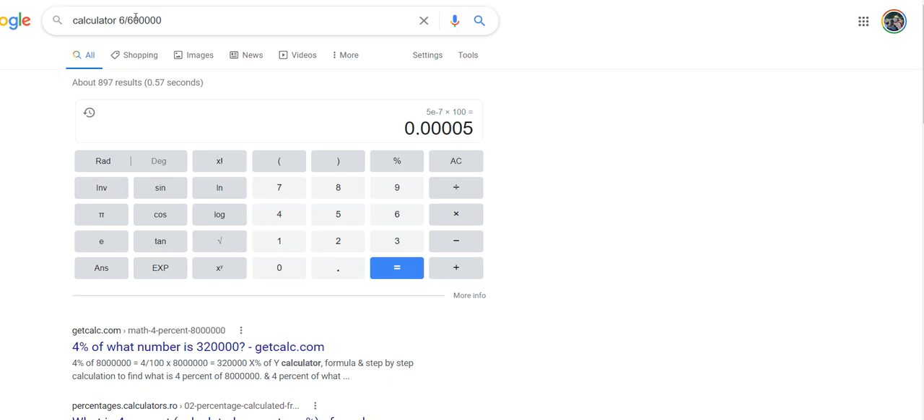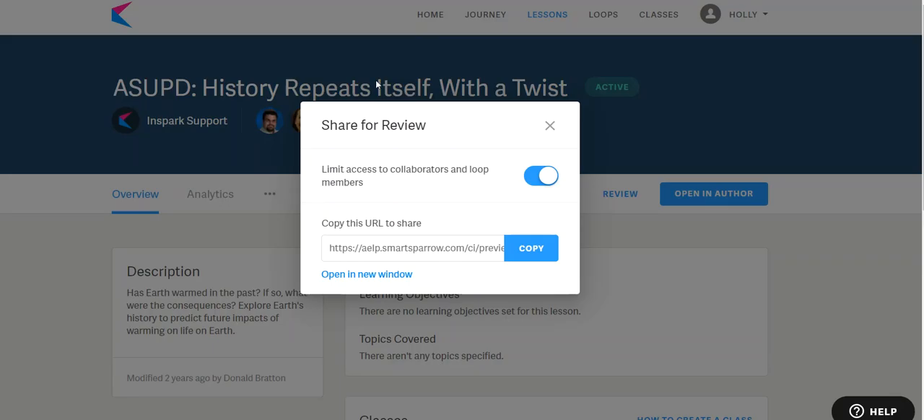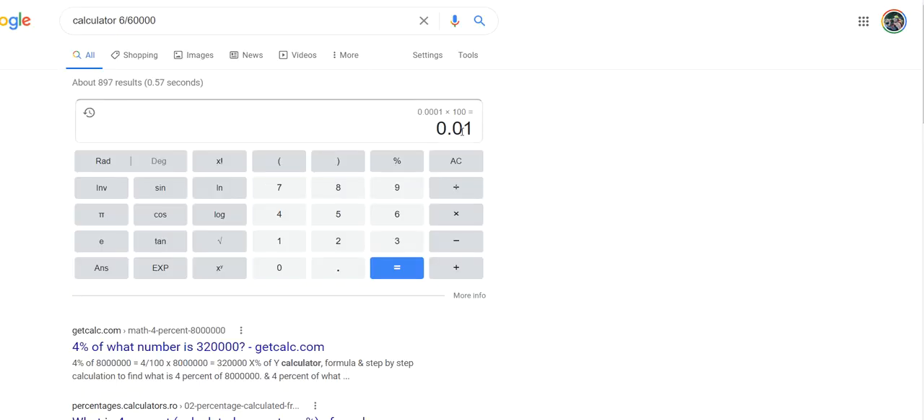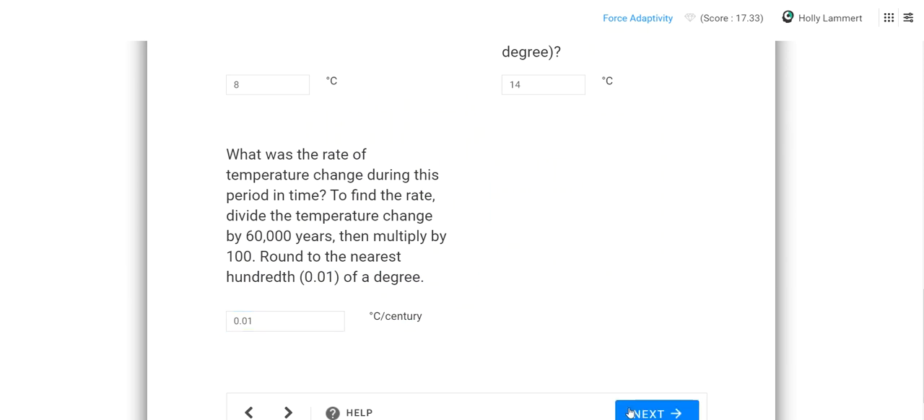6 over 60,000. That answer times 100. 0.005. Let's go ahead and enter that. Okay, make sure to clear your calculator. That's embarrassing. So to do it again, we have 6 divided by 60,000 times 100 equals 0.01. Awesome.